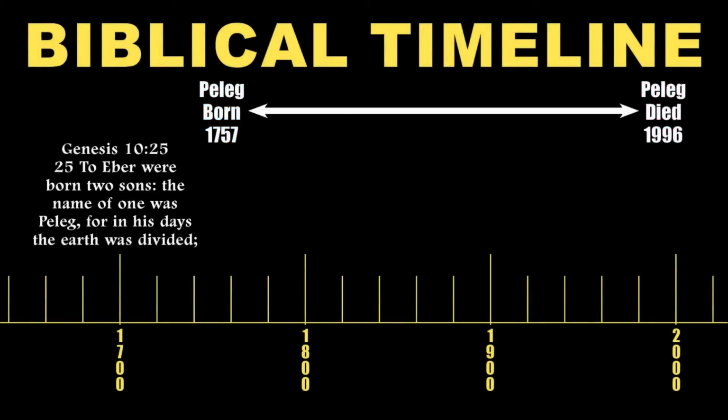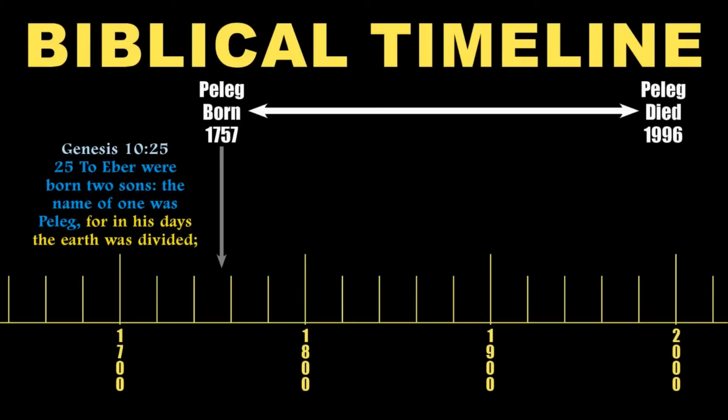Again, we'll show the verse from 10:25 in the Table of Nations. To Eber were born two sons. The name of one was Peleg, for in his days the earth was divided. Now most Christian scholars, at least the ones that believe in the truth of the Bible, have concluded that this means that during the lifetime of Peleg, Babel was dispersed by God, and the people were separated into their own nations. I agree with this interpretation.